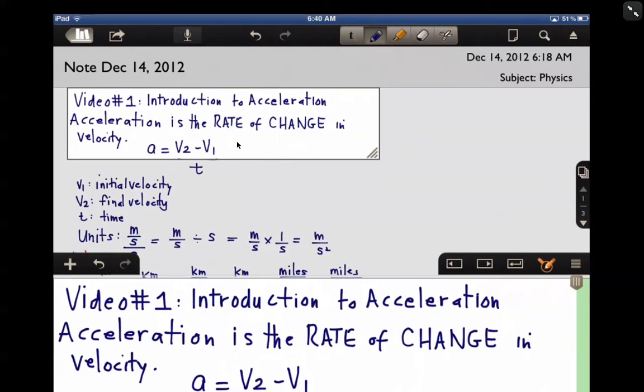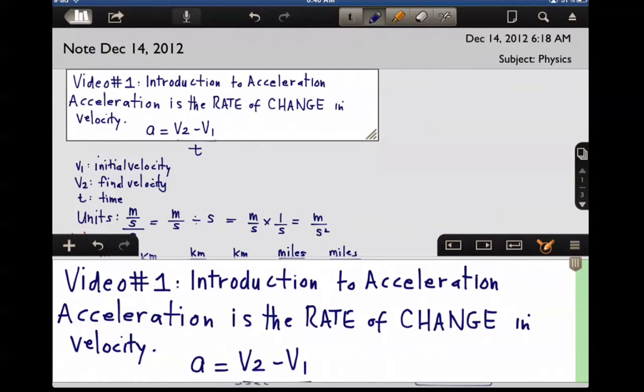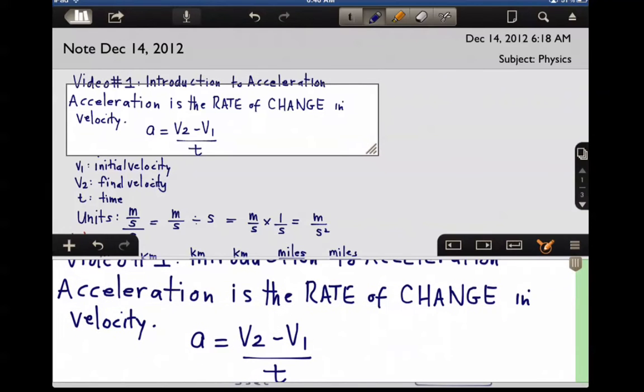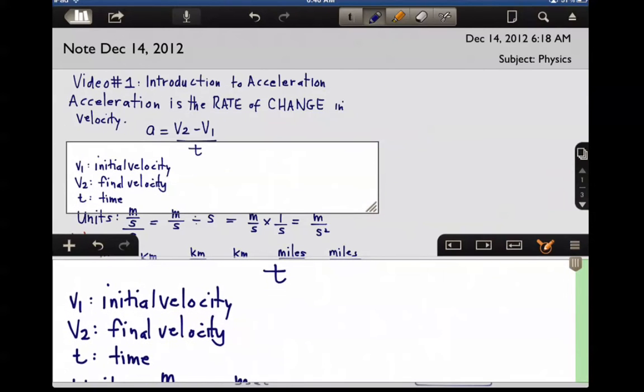So, first up, the idea that acceleration is the rate of change in velocity. So we see that acceleration is the change in v2 minus v1 divided by t. v1 is the initial velocity. So that's the velocity at the start of an interval of time. And final velocity is what the velocity ends up being at the end of that interval of time. And time is how long it takes for this change to happen.